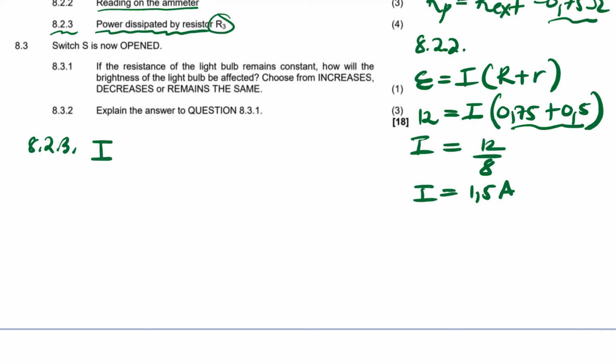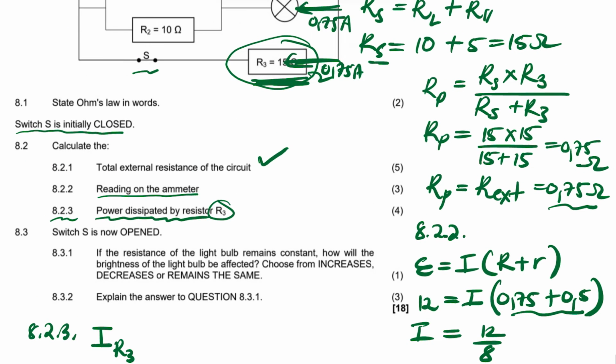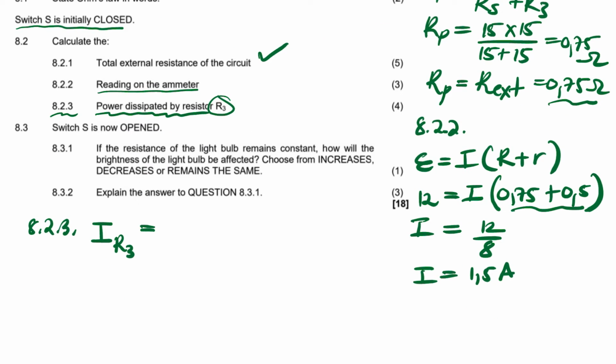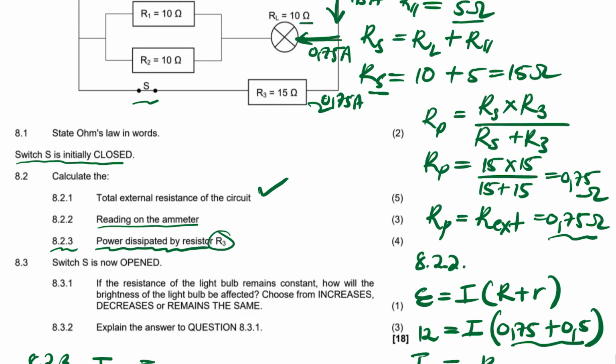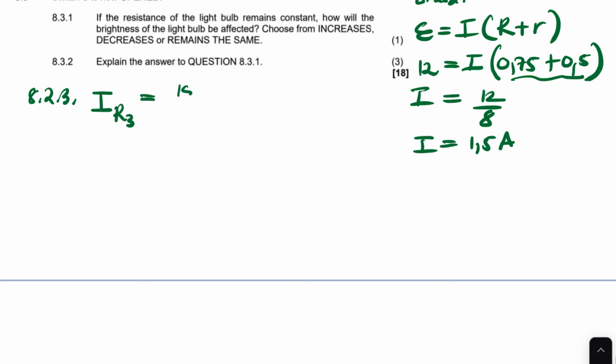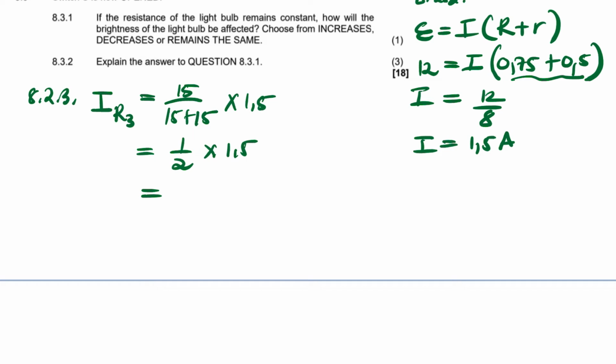I'll say the current in R3, which is this resistor. R3 is this one. So I'm going to say equal to, what is the resistance here? It's 15 and it's 15 here. So I'm going to say 15 divided by 15 plus 15 times the total current, which is 1.5, which is going to be a half times 1.5, which is going to be 0.75 amperes.